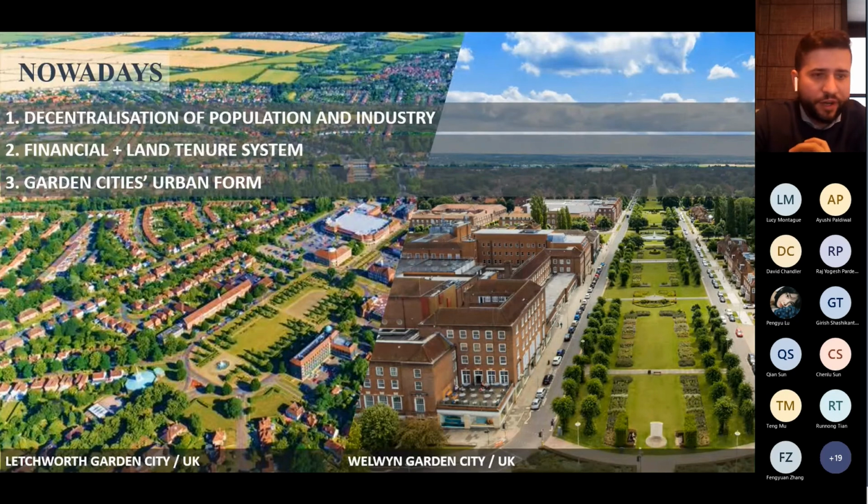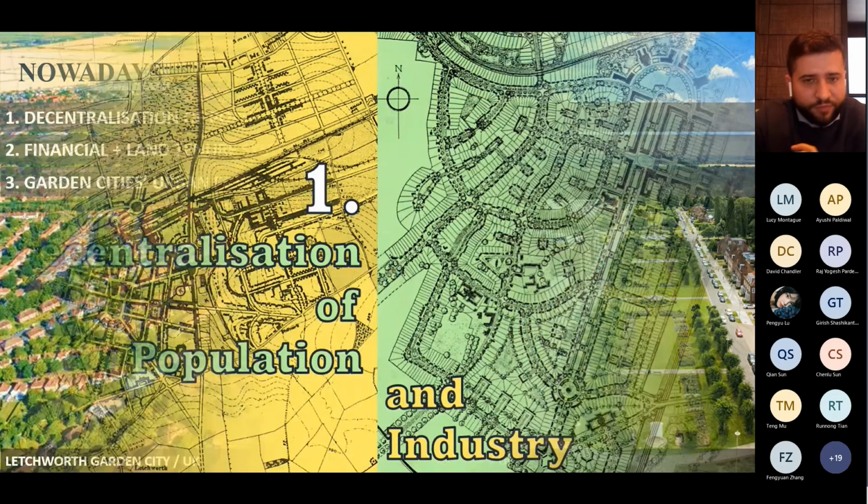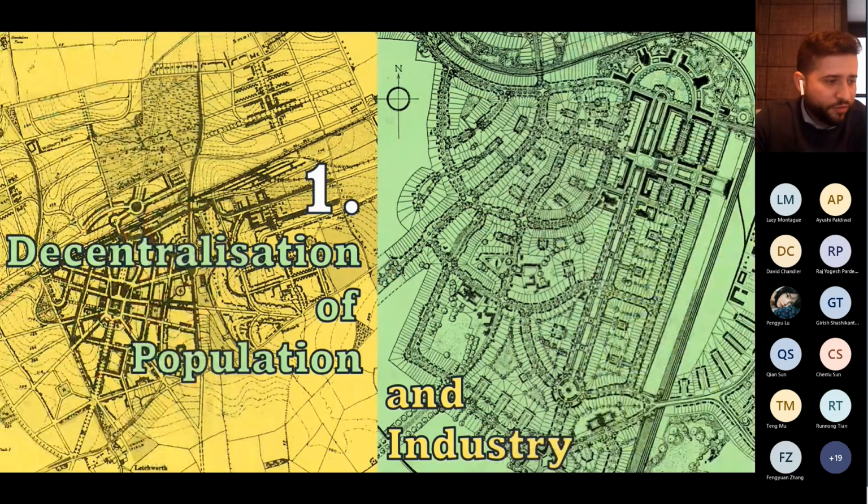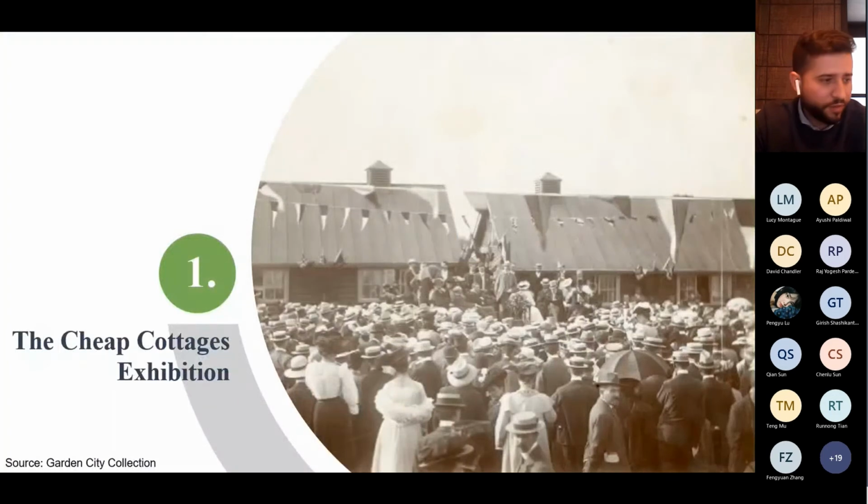Well, this first chapter, which is about the decentralization of population and industry. In the case of Letchworth, one of the most important initiatives to attract people and industry to the town came from the first manager of the company, the architect Thomas Adams, who in the summer of 1905 arranged the Cheap Cottages exhibition. This exhibition brought a stream of people from London and the surrounding villages and towns to visit the estate.